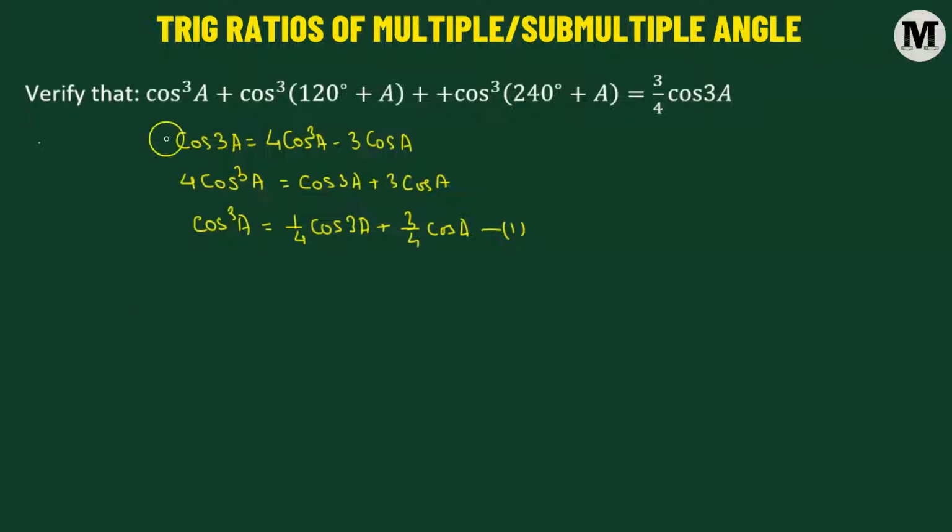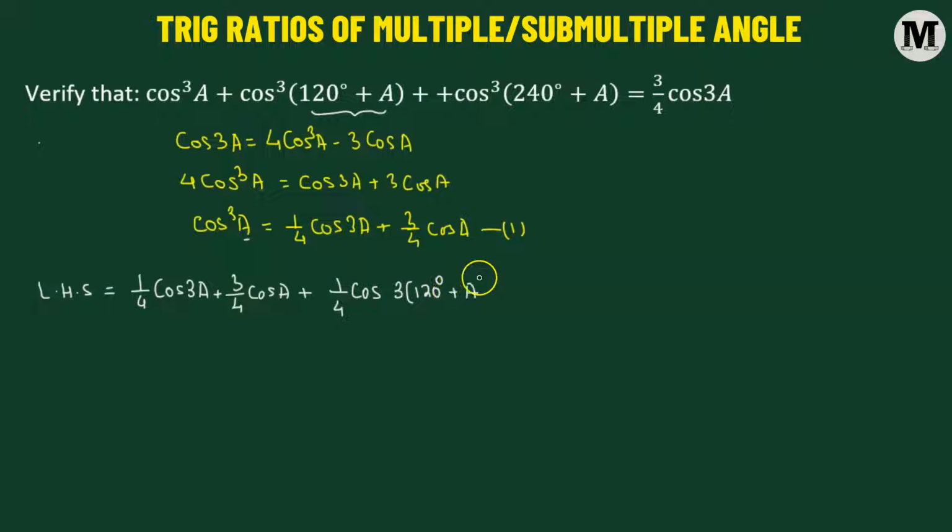So let us begin. We'll start from the left hand side. Here the first term is cosine cubed a. So we can directly use the formula to get 1/4 of cosine of 3a added to 3/4 of cosine of angle a. Then we have the next term, which is cosine cubed of 120 degrees plus a. So we'll consider this entire angle to be equivalent to a. Then using formula number 1, we should get 1/4 of cosine of angle 3 times (120 degrees plus a) added to 3/4 of cosine of angle 120 degrees plus a.